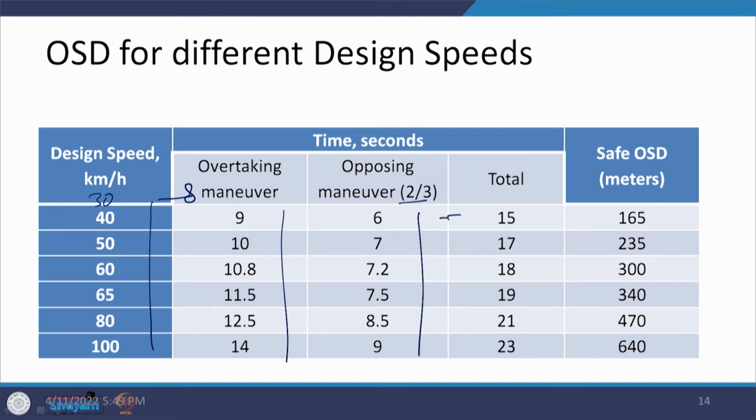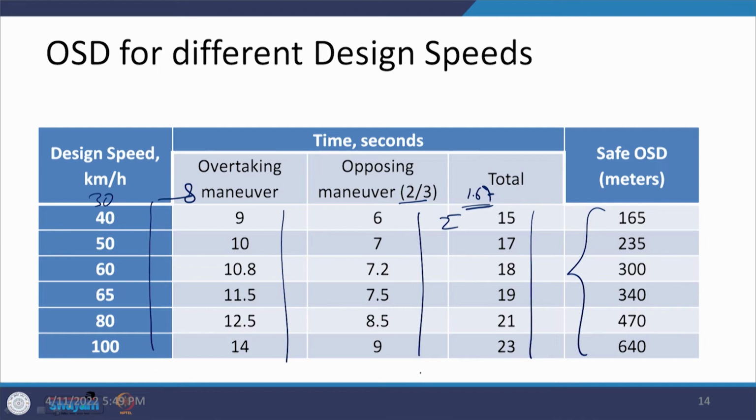So, the summation is 15 to 23 seconds, and this summation becomes totally 1.67 times. This is being considered along with the design speed, and the values we get are 165 to 640 meters as the overtaking sight distances.